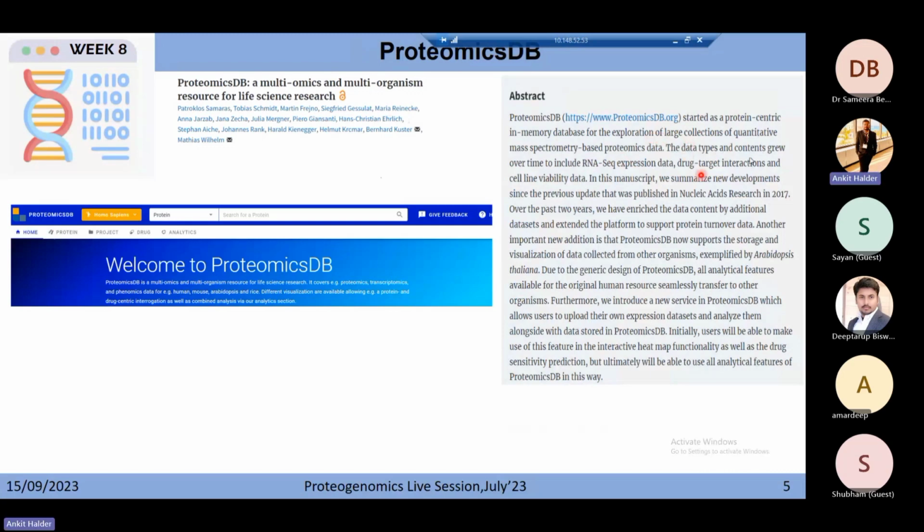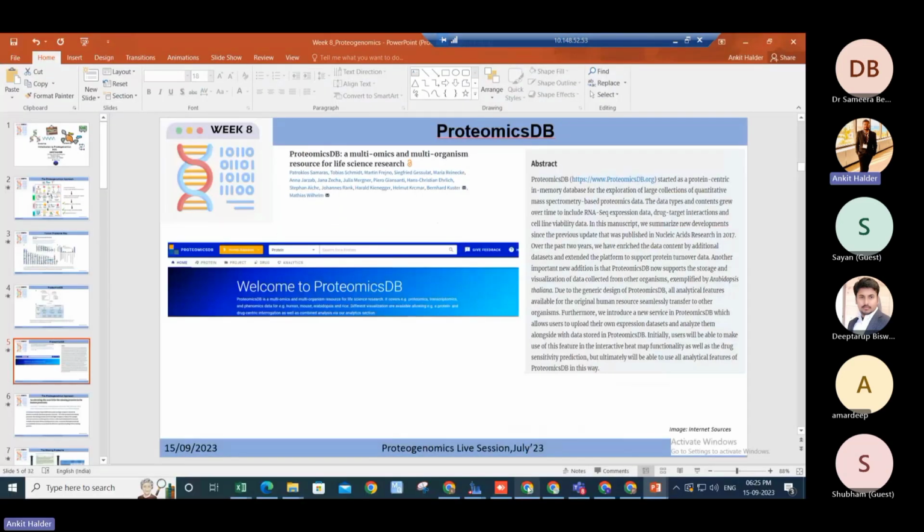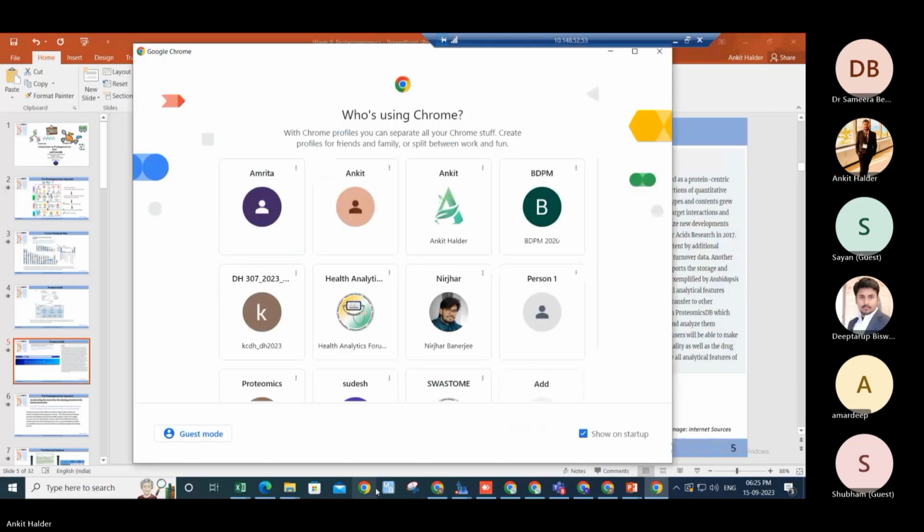These data types and contents grew over time to include RNA-seq expression, drug target interactions, and cell line viability data. They are also trying to include newer versions. Now let us go and search and see how ProteomicsDB works and what the different aspects are that can be used.